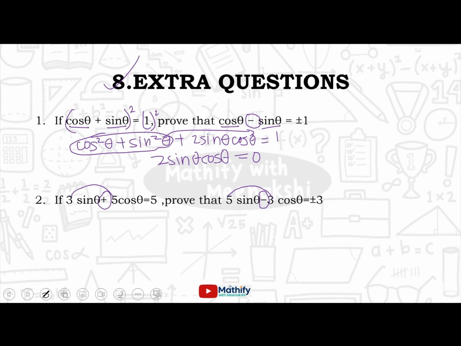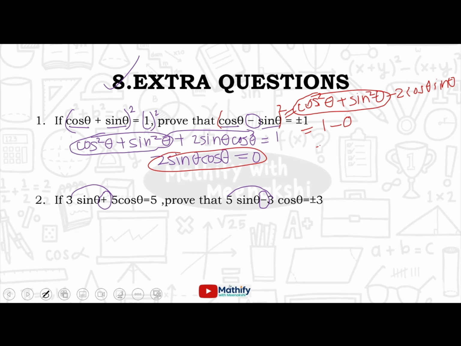Now come to the RHS. Again, as I told you, square both the sides. So you have to prove this. Just leave this, and you will take the square of this. What is the square of this? Cos square theta plus sin square theta minus 2 cos theta sin theta. Put the value that you have used. What is cos square plus sin square? It's 1. 1 minus 2 sin theta cos theta, and that is 0. 1 minus 0 is 1. Now, the square is 1.